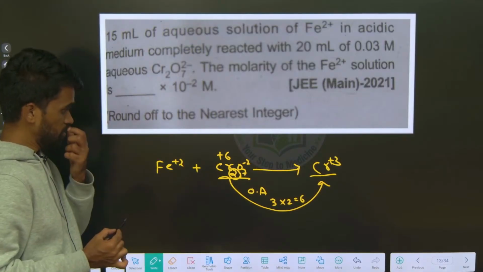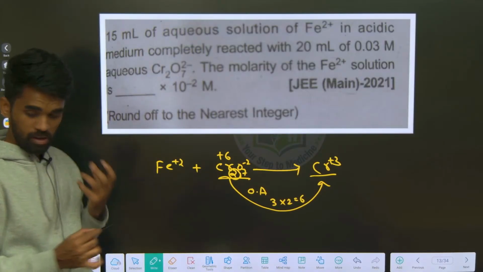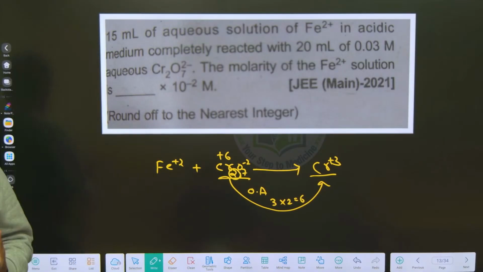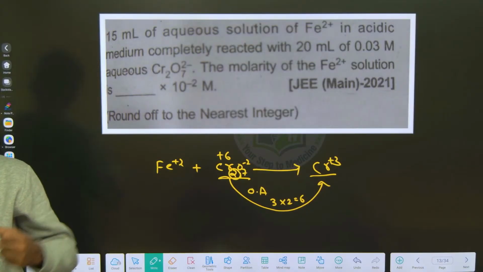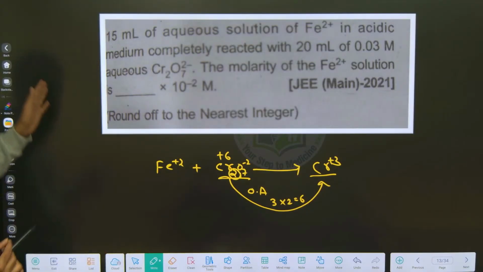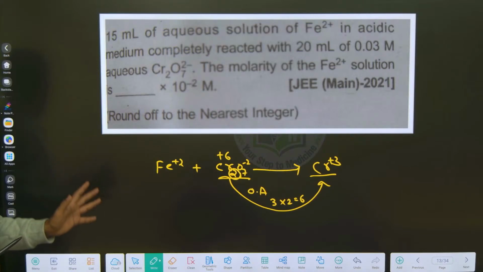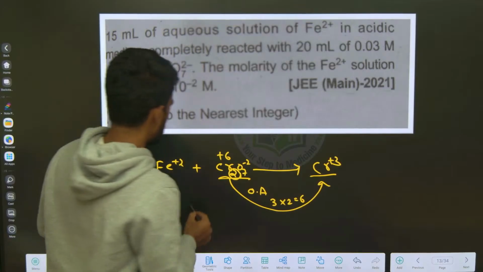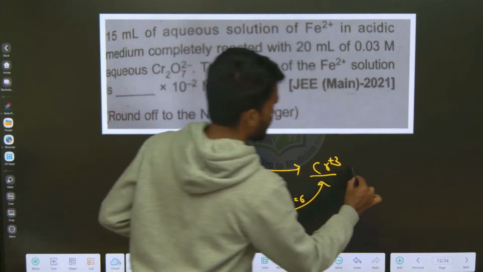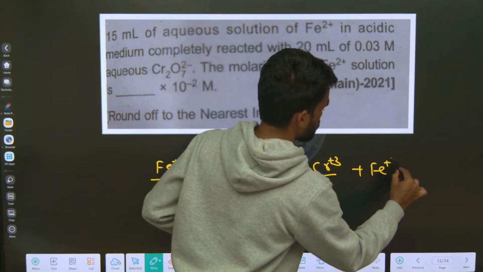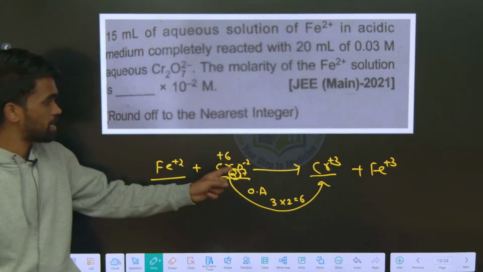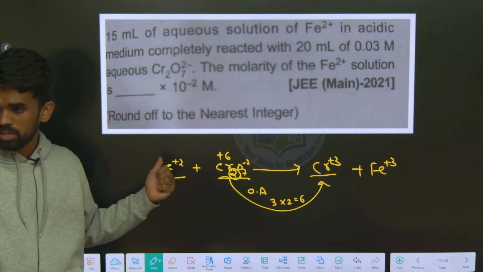Sir, how do you know it will convert into plus 3 only? You can remember that chromium in acidic medium converts into plus 3, like whatever I have given, manganese in acidic medium plus 2, plus 4, plus 6, like that. Next, here iron is there, that will be converting into plus 3. It means chromium is undergoing reduction, so the other will undergo oxidation.